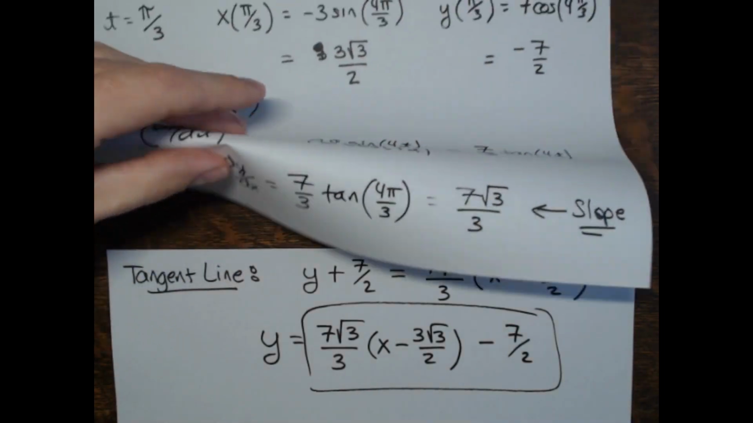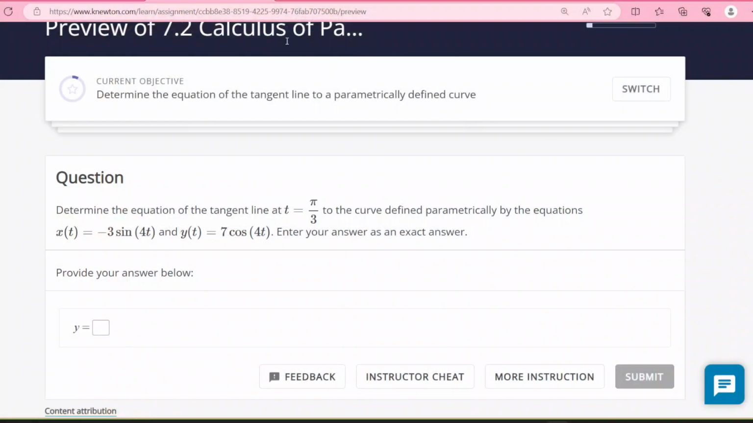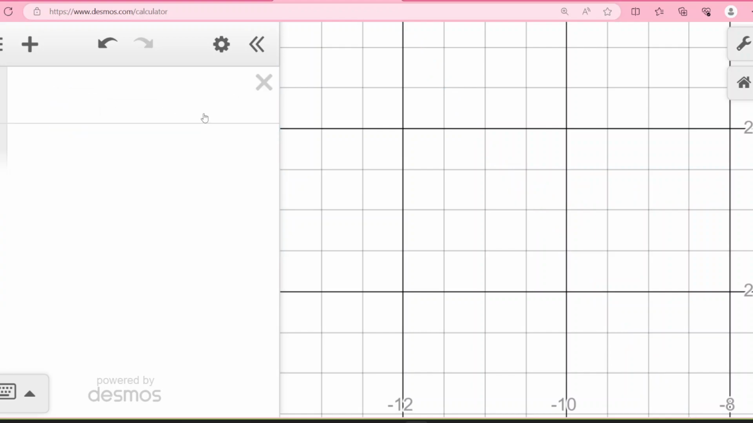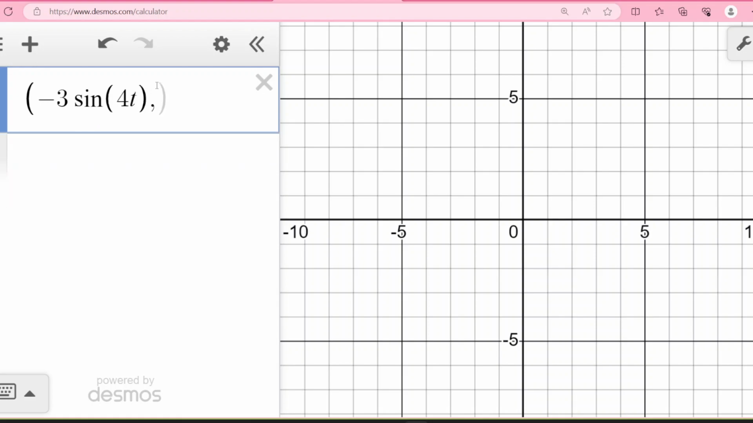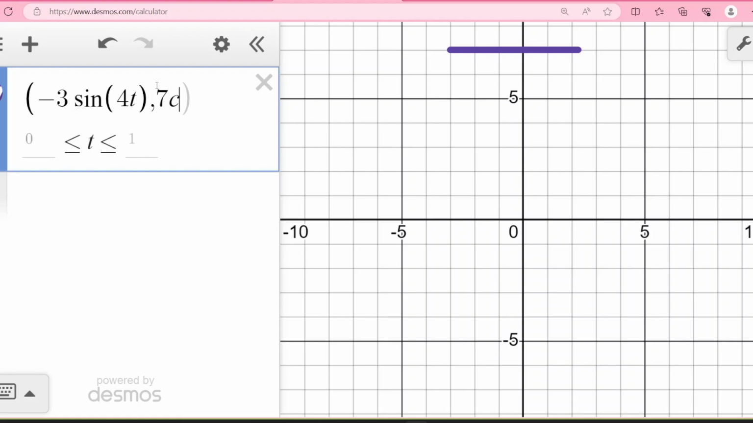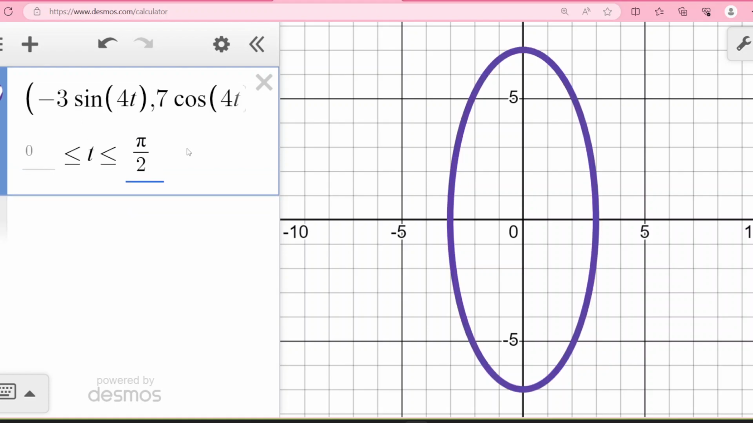I'll go to Desmos and we'll verify this. So back to the Desmos and get rid of this stuff. Again, this should be some ellipse. You'll see I got parentheses, x was negative 3 sine of 4t, comma, y is 7 cosine of 4t. And I'll just go 0 to. Now, if there's sine of 4t and cosine of 4t, those would both have periods of pi over 2. So 0 to pi over 2 for t should give me the whole ellipse as you're seeing here.